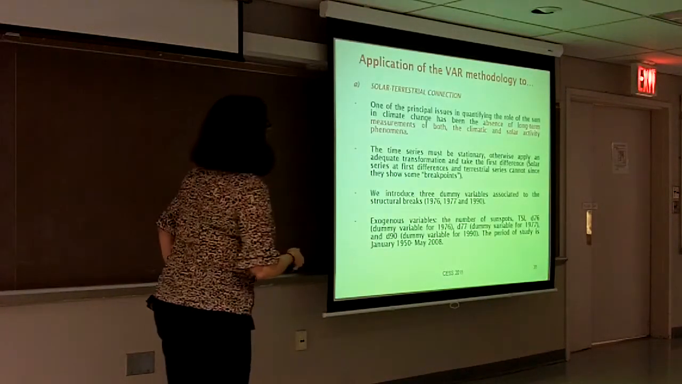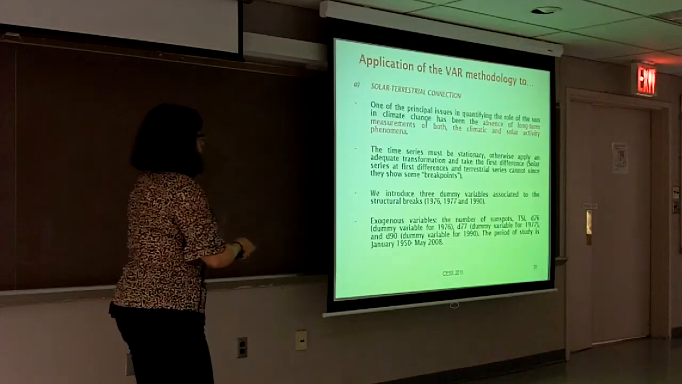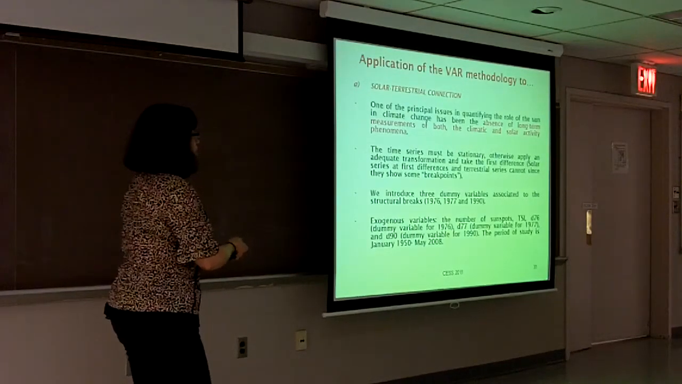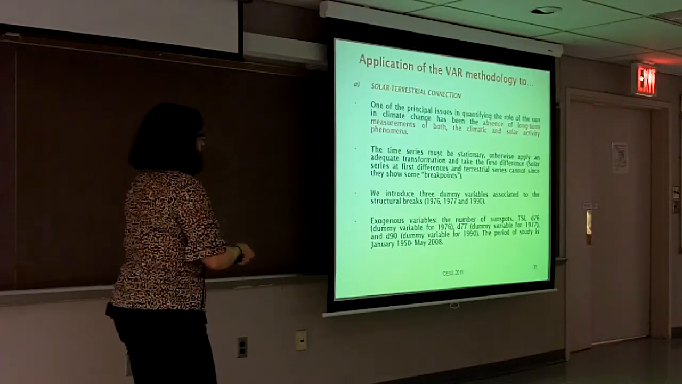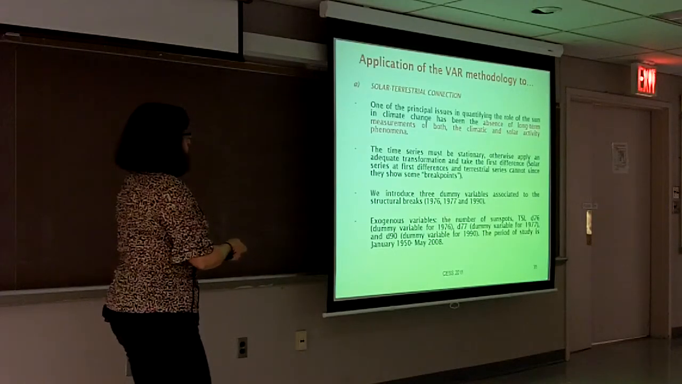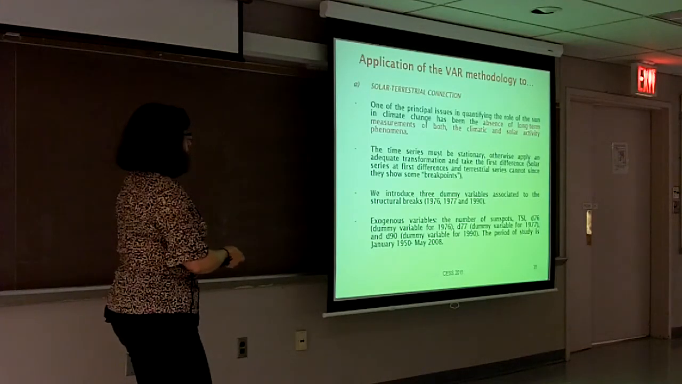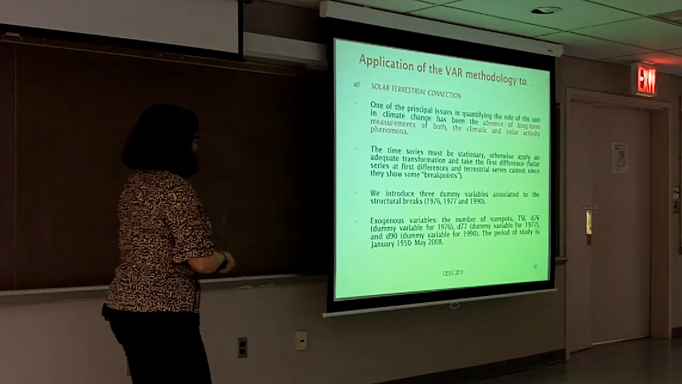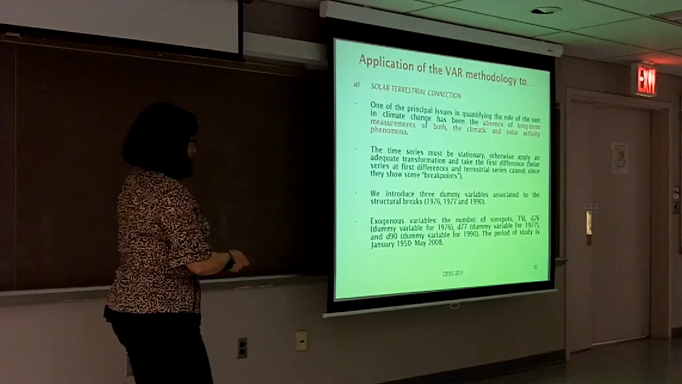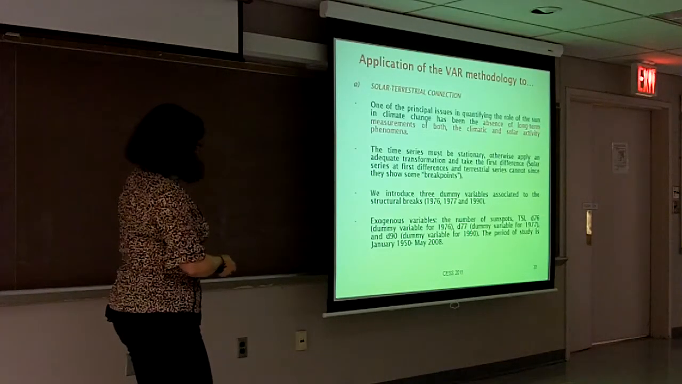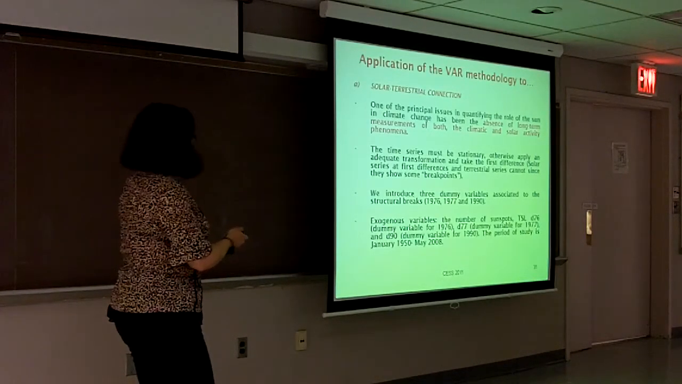So how can we apply the VAR methodology to that? Well, as I mentioned before, in order to apply the VAR methodology, you need the time series to be stationary. I already gave you the recipe for that. In the case of the breakpoints that you also observe in the time series, you need to introduce them as dummy variables. In this case, we have 3 dummy variables. The independent variables here are the number of sunspots, the TSI, and the other variables, the dummy variables. The period of study of this model is between 1950 and 2008.